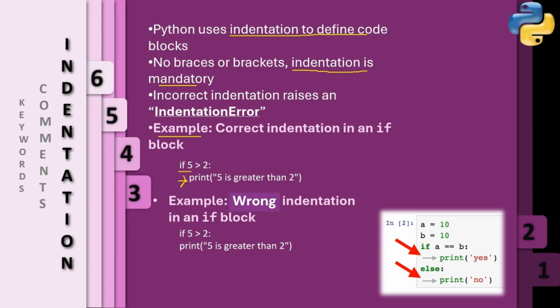You can also look at this image. Here, the print statement is indented to show that it is part of this if block, and this print is indented to show that it is part of this else block. And the indentation is nothing but spaces. We generally give 4 spaces or a tab space to indicate that the lines of code belong to a specified block, which is defined with a colon.